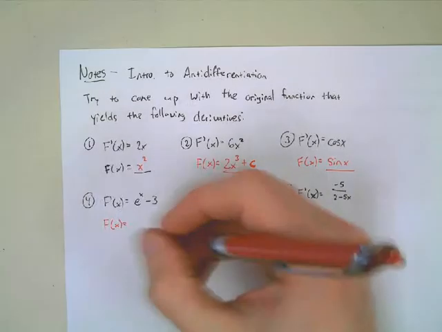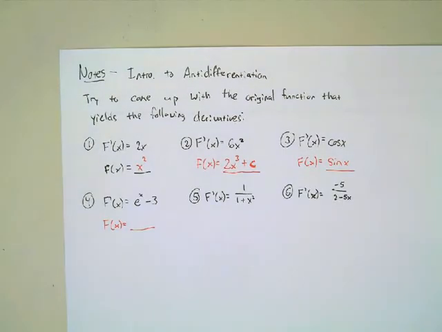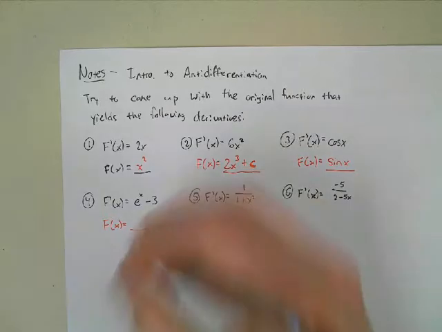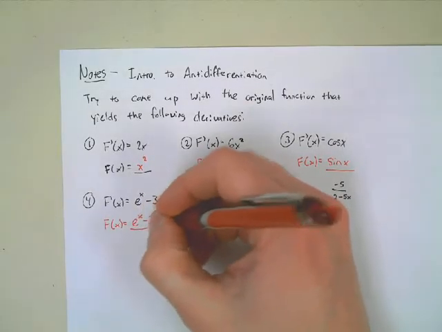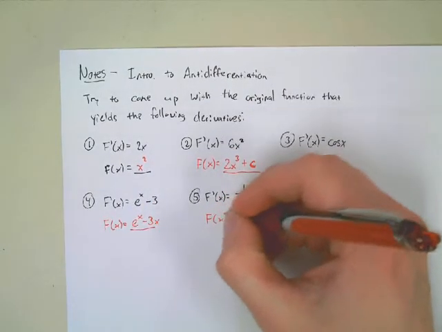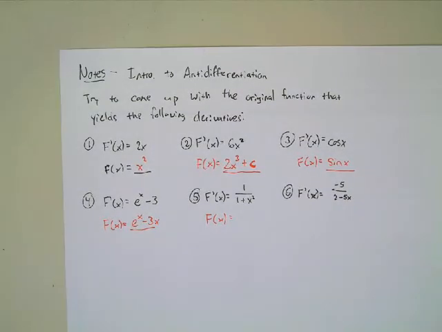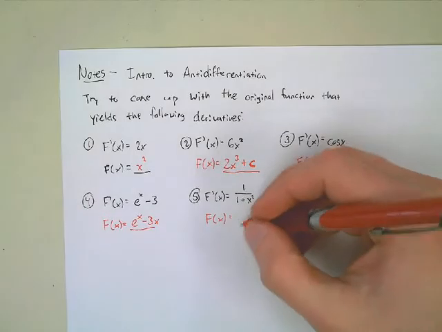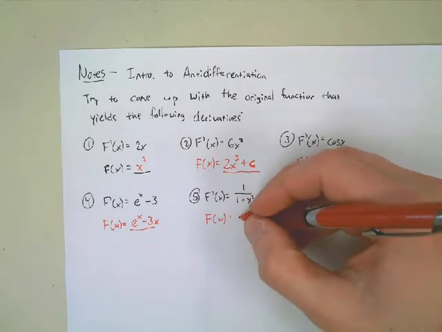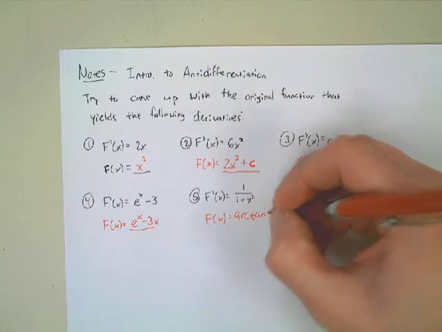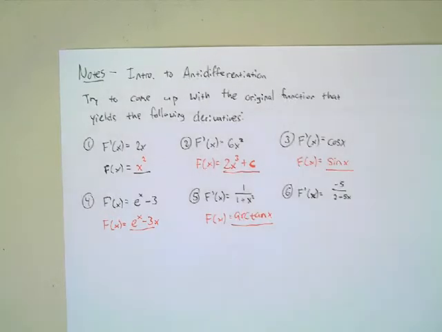Listen up, please. All right, Joey. What do you say here for number 4? E to the x minus 3x. That works. Okay. Donovan, how about this one? Arctangent of x. Yep, arctangent of x. Very good.